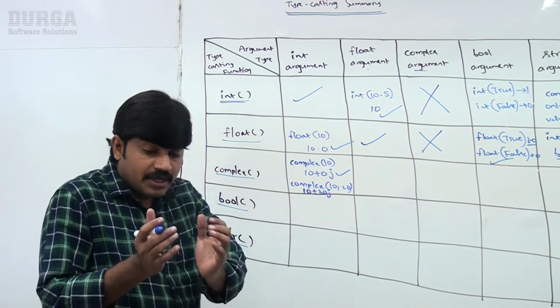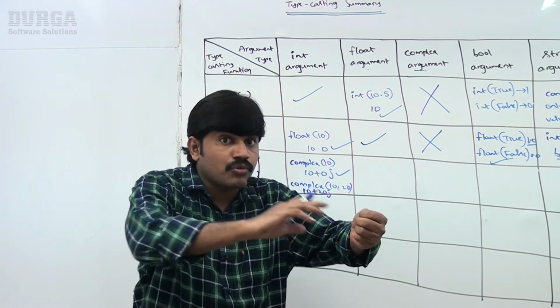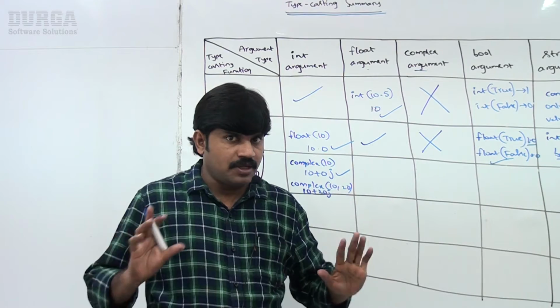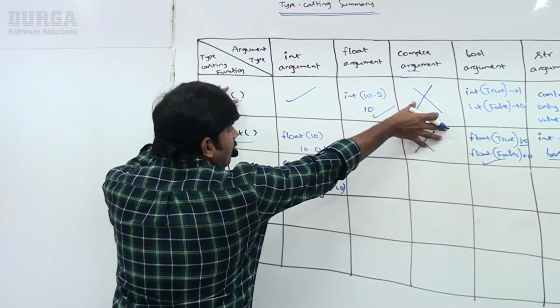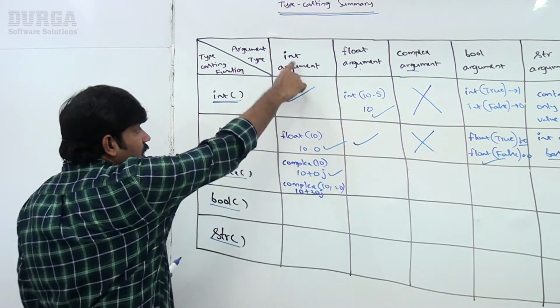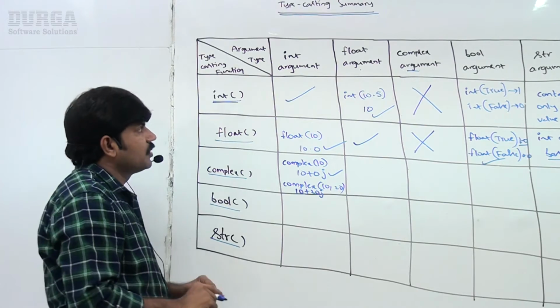Don't get confused. Int number to complex type is possible. But complex number to int type is not possible. Complex number to float type is not possible. So a complex number cannot be converted to int type or float type, but an int number can be converted to complex. Don't get confused.